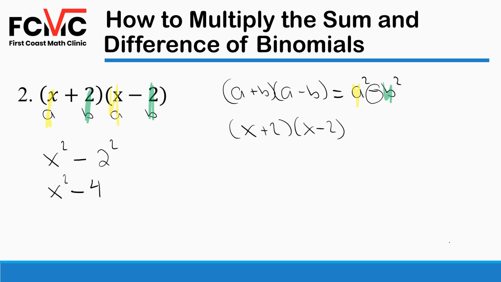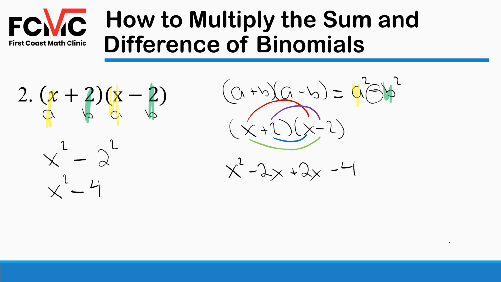all right, so let's FOIL this really quickly. We want first, so x times x is x squared. Outer, x times negative 2 is negative 2x. Inner, 2 times x is positive 2x. And then last, 2 times negative 2 is negative 4.